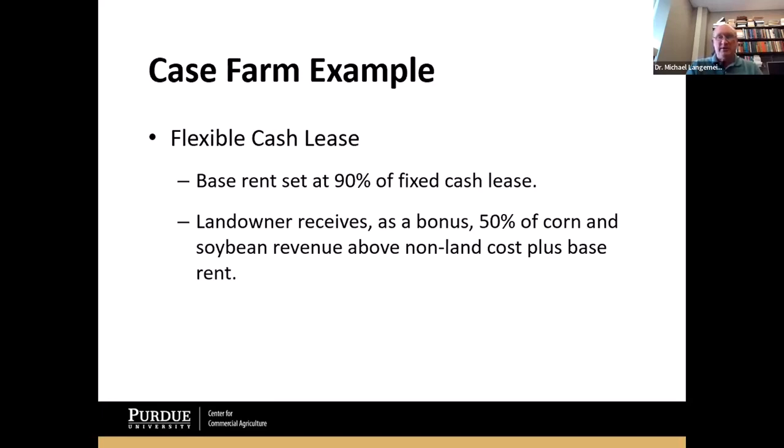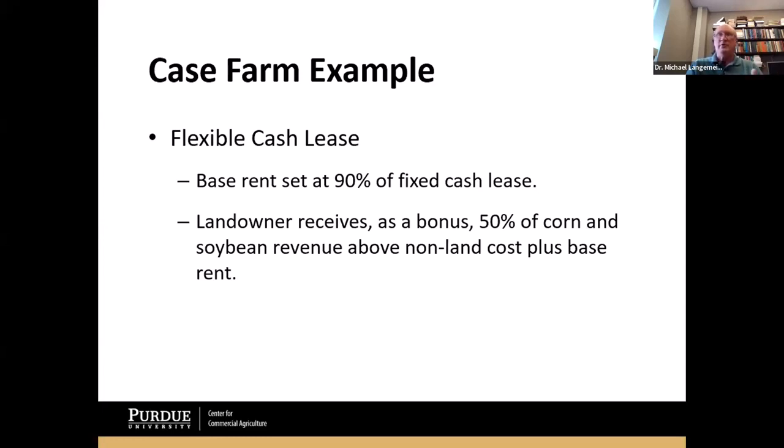And so we take something like the Purdue crop cost budget. We look at all the costs, exclude the cash rent from the budget, and we add to all those costs, this would be variable and fixed costs, the base rent. So in my previous example, it's $300 market rent. We don't use $300 here to calculate the non-land cost. We use $270. So all the other costs plus $270.